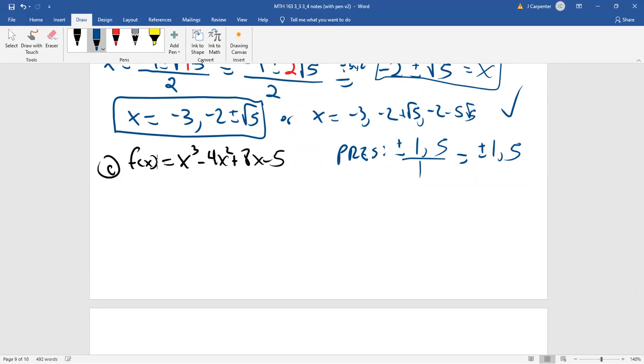Again, only 4 possible rational zeros. Maybe 3 of these 4 work. Maybe 2 of them work and 1 of them's repeated. Maybe 1 of them works and then the other 2 zeros are irrational, maybe. Don't know. We'll find out.